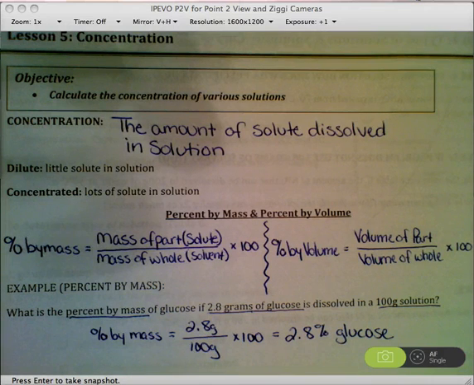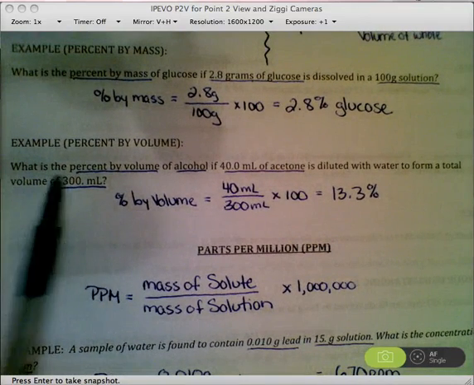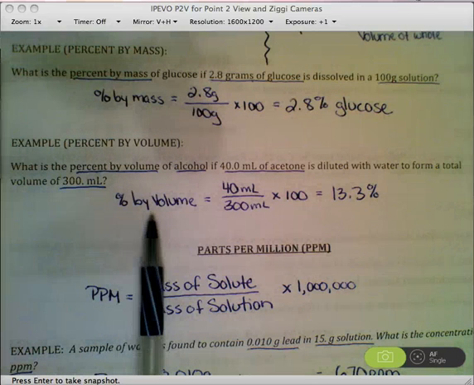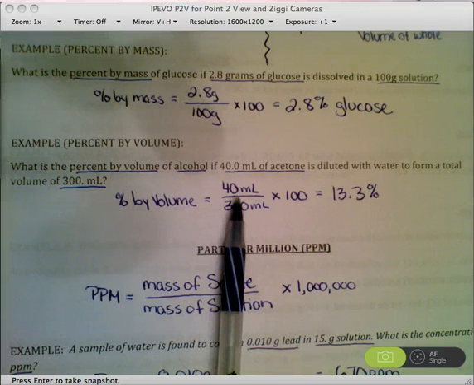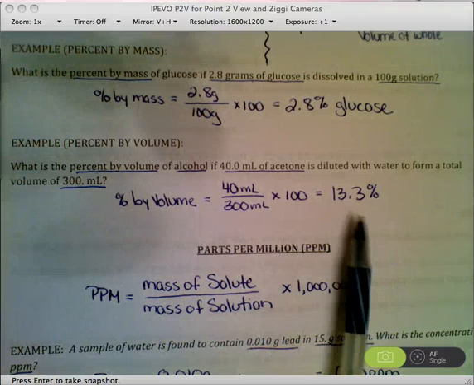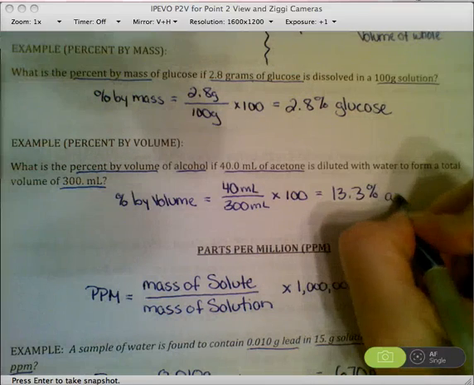So now we'll do an example using percent by volume, and percent by volume is here. What is the percent by volume of alcohol if 40 milliliters of acetone is diluted with water to form a total volume of 300 milliliters? So percent by volume is the volume of the part, which is 40 milliliters of acetone, divided by the volume of the whole, which is 300 milliliters, times 100, and we get 13.3%. And this is of acetone.